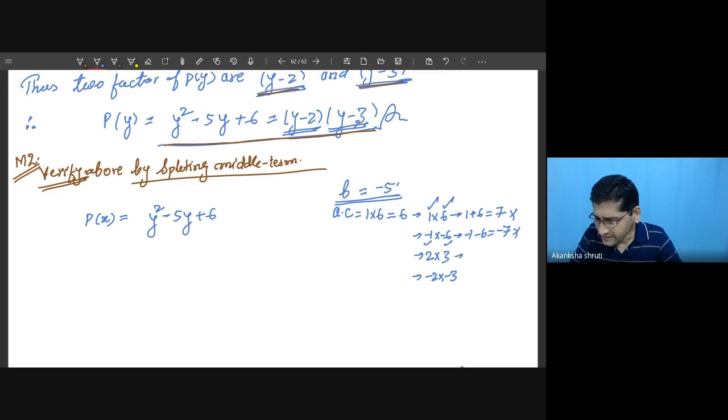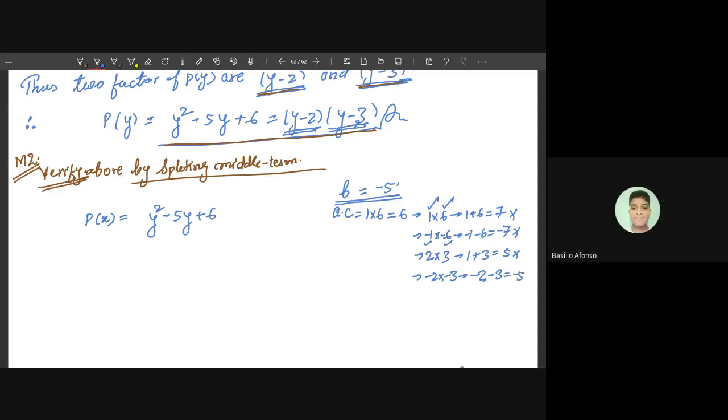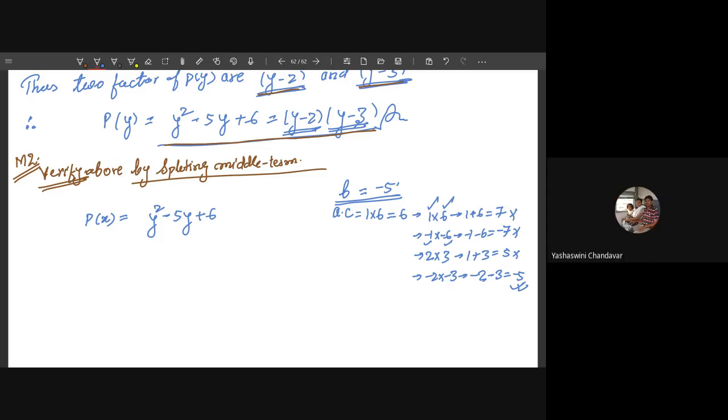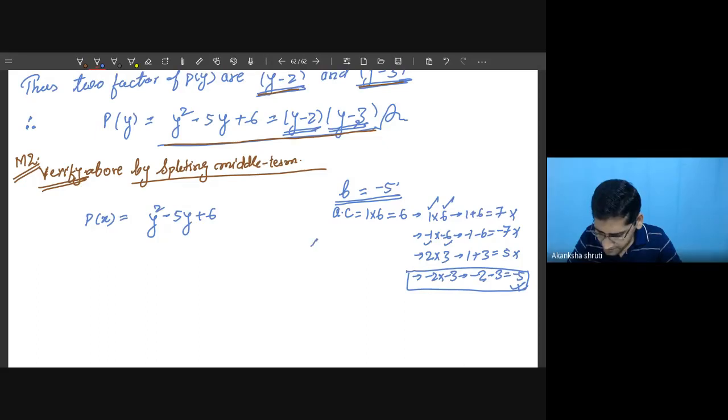Now try this: plus 2 plus 3 is 5, which is not suitable. But if I try minus 2 and minus 3, it is minus 5. Good. So therefore, what shall we choose? y square minus 2y minus 3y plus 6. So therefore, the substitution we are going to do: minus 5 should be split into minus 2 and minus 3.